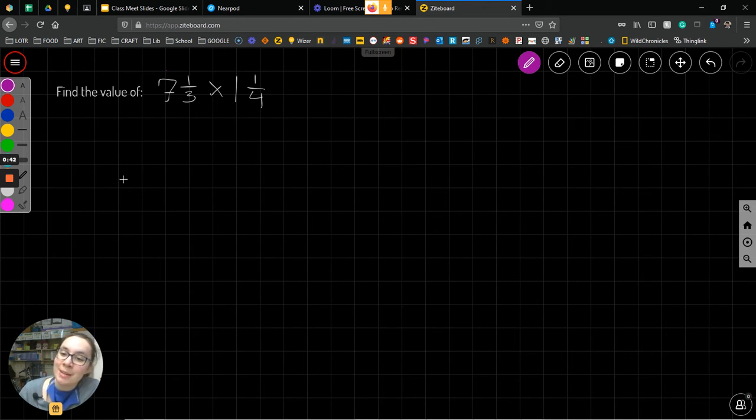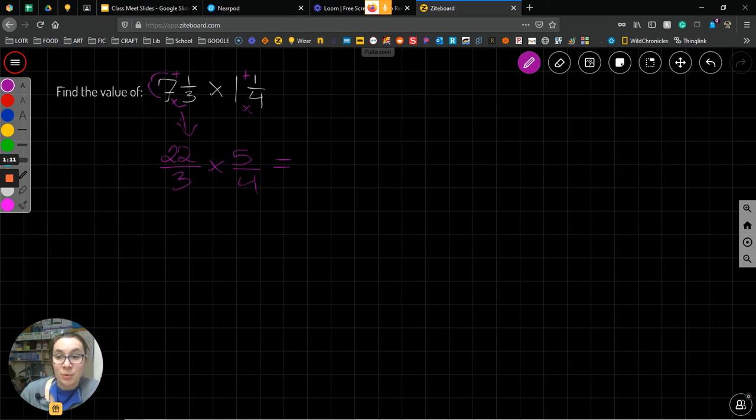So, how do you do it? Well, the first step is to change your mixed numbers into improper fractions. Do this by multiplying our denominator by our whole number and then adding our numerator, going around in a little circle. 3 times 7 plus 1 is 22 over 3, and 4 times 1 plus 1 is 5 over 4. I don't need a common denominator or anything. Now I can just multiply.